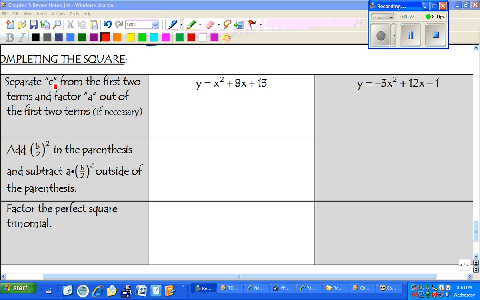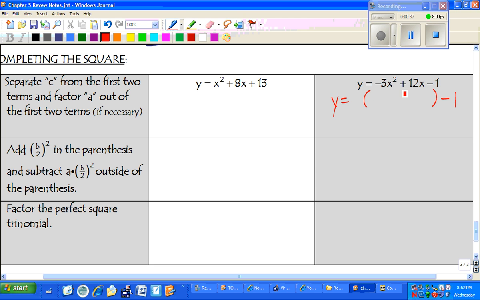First thing we need to do is separate c from the first two terms. So this minus 1 is going to be out at the end all by itself. And we're going to have some things in the parentheses. Now, don't automatically write these first two terms in the parentheses, because if there's a leading coefficient other than 1, so if a is something other than 1, we need to factor that out, just the first two terms. So in this case, we're going to take a negative 3 out, just of these two terms right here. The negative 1 stays off by itself.